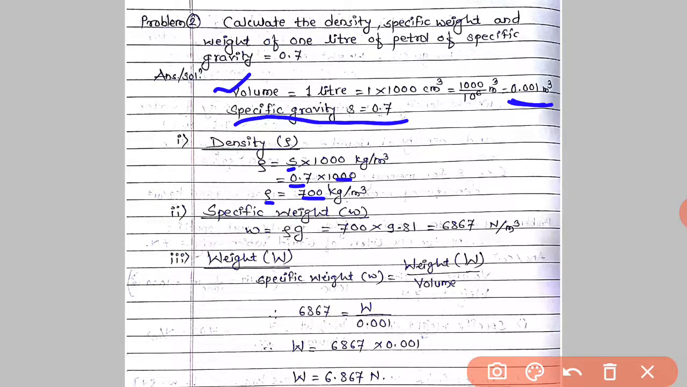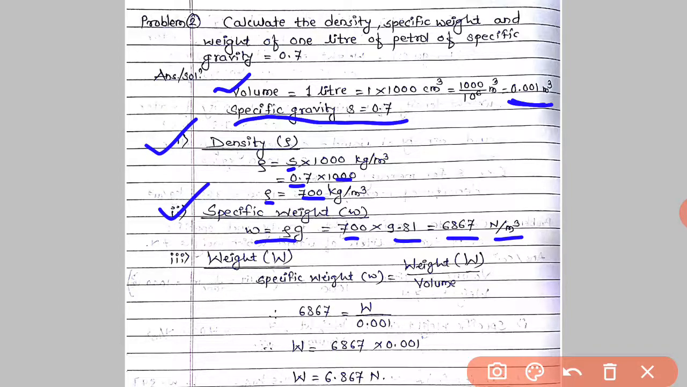Now we have to calculate specific weight. How to calculate specific weight? Small w is equal to rho g. Already we know the value of rho, that is density of petrol, and the value of g is 9.81. So small w, that is specific weight, is equal to 6867 Newton per meter cube. So this is the value for specific weight.